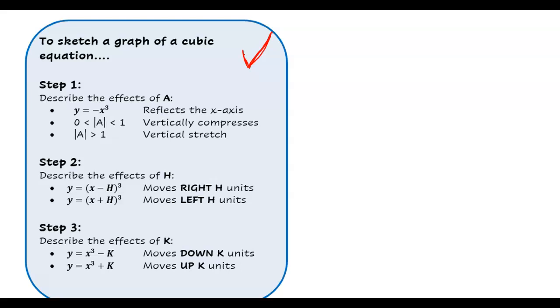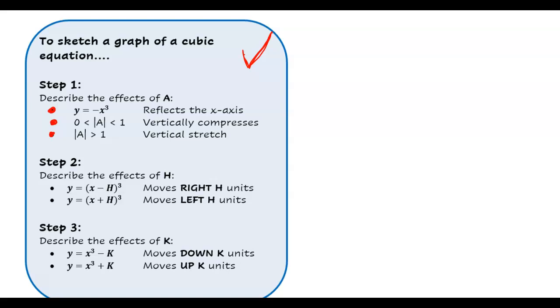Okay, again, if the A value is negative, like it says right here, that reflects across the x. If the A value in front is between 0 and 1, like a fraction or a decimal, that's a vertical compression. But if A is greater than 1, well, then you know it's a vertical stretch. Okay? So always look for the A. Two of these could be true or not.